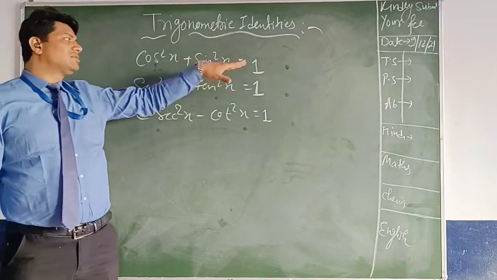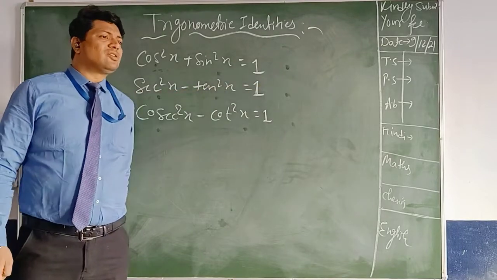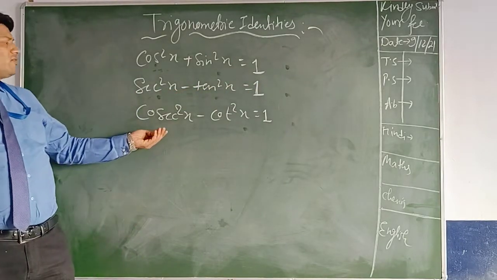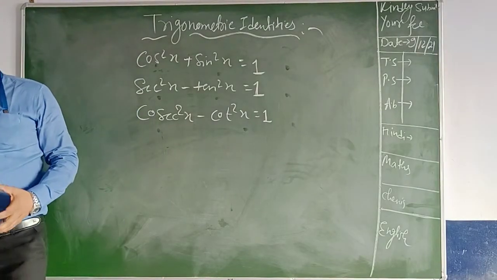Cos square x plus sin square x equals 1. How is it? Sec square x minus tan square x equals 1. How is it? In the same way, if you take cosec square x minus cot square x equal to 1, all these things are coming.